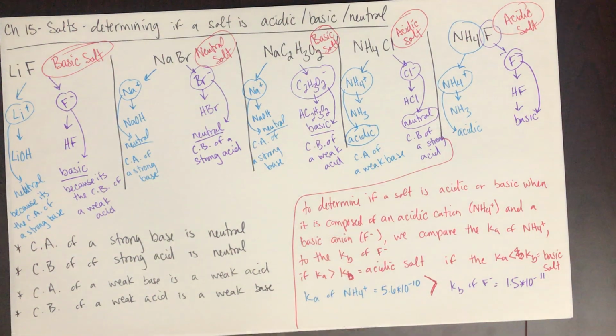So these are some good examples, kind of what I would expect you to be able to do to determine if a salt is acidic, basic, or neutral. You do this by breaking apart the salt into its ions, determining if that ion is going to be acidic or basic, and then ultimately how that is going to affect the pH of the solution.